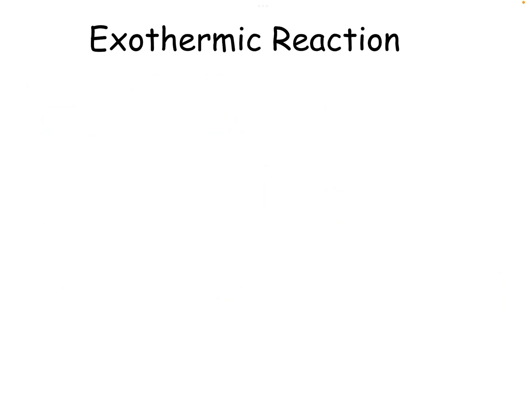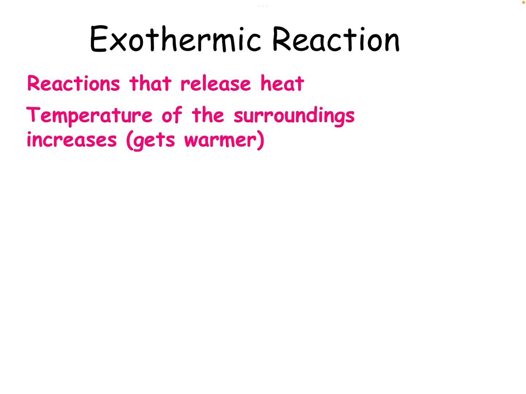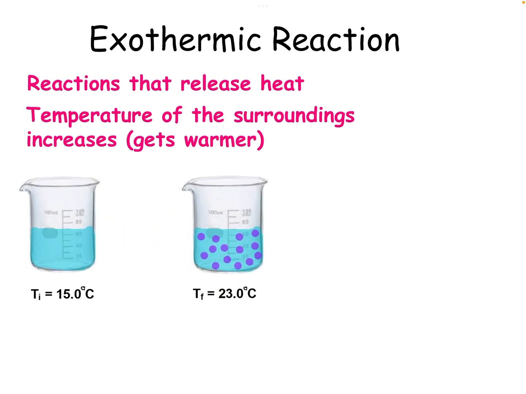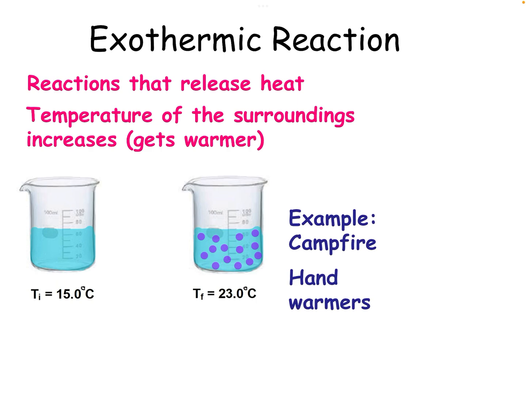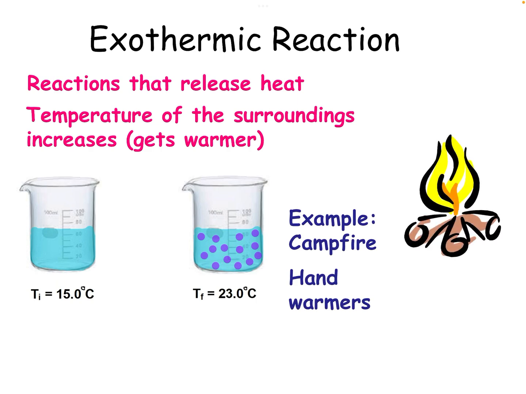Exo, think of exit. Heat is being given off. So if heat is given off from the reaction, you're going to feel warmer because it's been given off. So here we have our beakers again. I start with 15 degrees Celsius, then I dissolve a purple solute, and oh my gosh, now the temperature has increased. So dissolving that salt or whatever has given off heat. We call it exothermic.